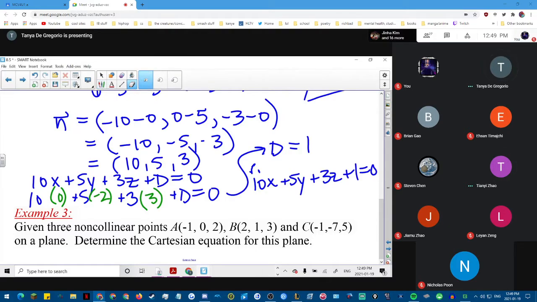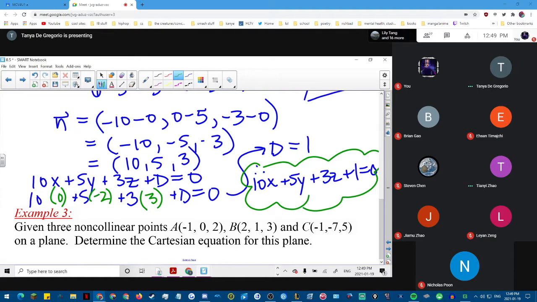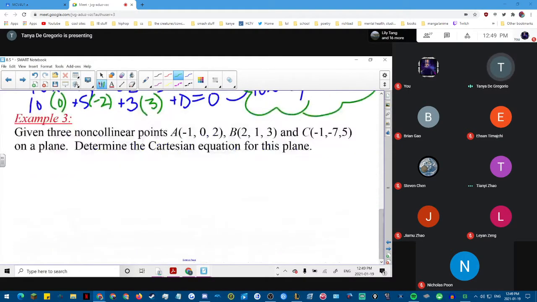Cool. So same type of question as the first one, except we weren't given a normal, we had to find the normal. Okay? And so we did that by crossing 2 direction vectors. Okay, example 3.